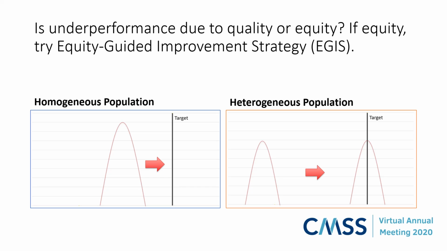Rather, they should tweak these processes so that they work for the group with poorer health, perhaps by tailoring or supplementing processes for members of this group. This equity-guided improvement strategy has advantages. Quality improvement resources can be focused on the group with poorer health, rather than spread out over everyone.